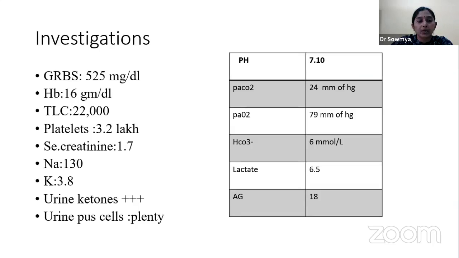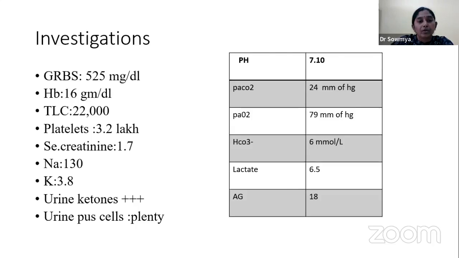Coming to the investigations, her blood glucose was 525, HB 16 gram per deciliter, total leukocyte count was 22,000, and platelets were 3.2 lakhs. Serum creatinine was 1.7, sodium was 130, potassium was 3.8. In the complete urine examination, the urine ketones were positive and the urine contained plenty of pus cells. When an ABG was done, she was in anaerobic metabolic acidosis with lactic acidosis.